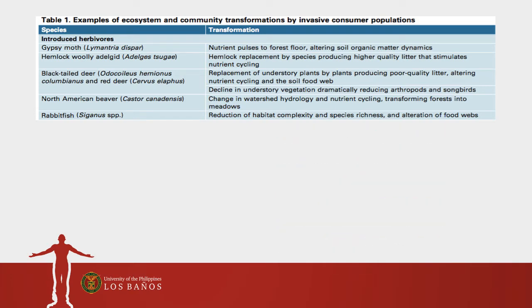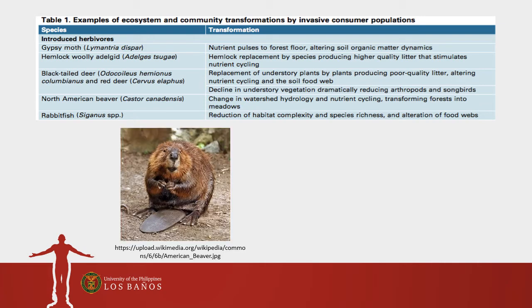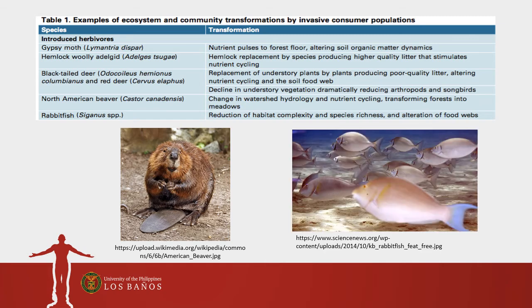Replacement of or decline in understory vegetation caused by deer also alters nutrient cycling and the soil food web. The beaver, aside from changing water hydrology and nutrient cycling, also transforms forests into meadows. The herbivorous rabbitfish reduces habitat complexity and species richness and also alters food webs.